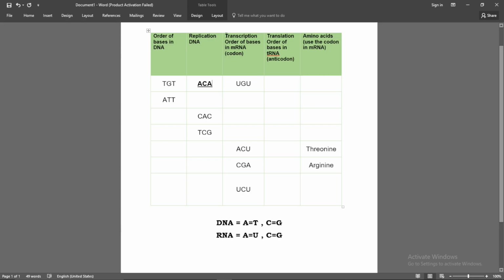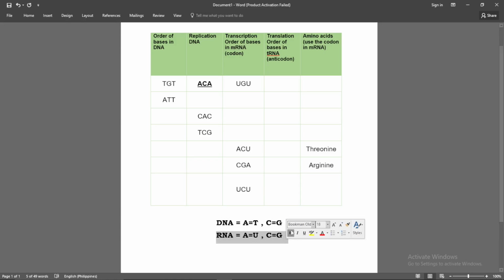Now this time, the third column is given to us, which is the transcription order of bases in mRNA or in the codon. The code here is UGU. The genetic information is UGU. Since it's already given, this uses the RNA formula, which is A corresponds to U and C corresponds to G.